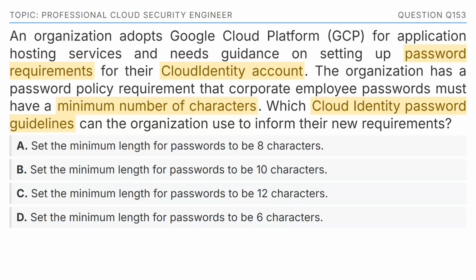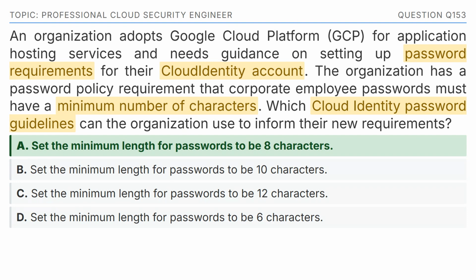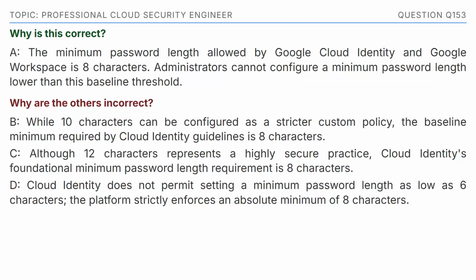To arrive at the correct answer, we focus on the keywords: password requirements, Cloud Identity account, minimum number of characters, Cloud Identity password guidelines. The correct answer is option A, set the minimum length for passwords to be 8 characters. Why is this correct? A. The minimum password length allowed by Google Cloud Identity and Google Workspace is 8 characters. Administrators cannot configure a minimum password length lower than this baseline threshold.